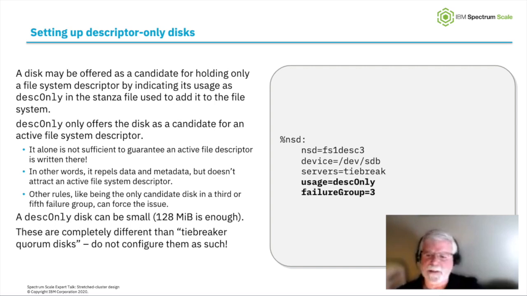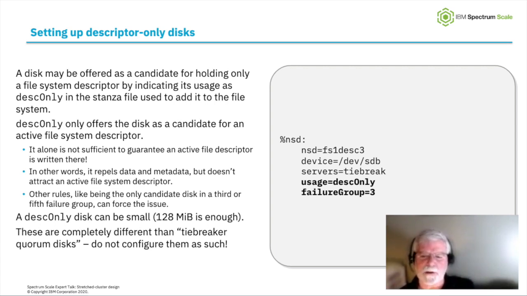So for instance, if you have cluster export services set up, generally we have the shared root as a separate file system. You have to remember, if you've done that, that too is going to need its own file system descriptor disk, just like your main file systems where you have your share.